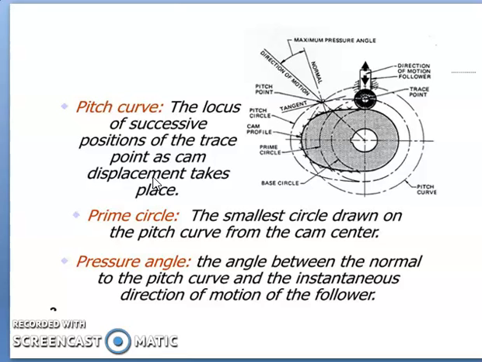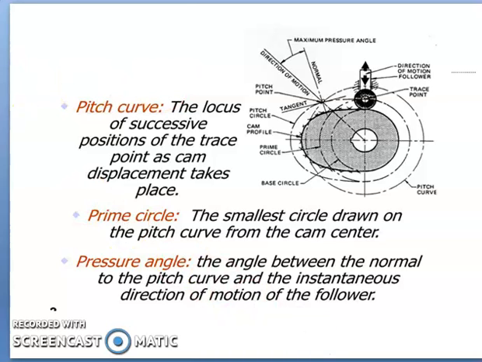Next is the pressure angle. If you are drawing a normal to the pitch curve, and we assume that the follower is going to move, and if you see the direction, if the follower is at this position, this will be the direction of motion. So the angle between the normal to the pitch curve and the direction of motion is called the pressure angle.